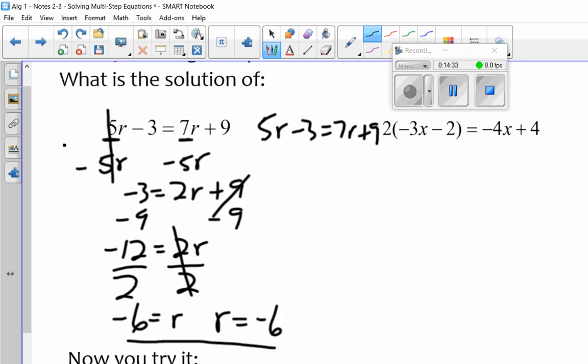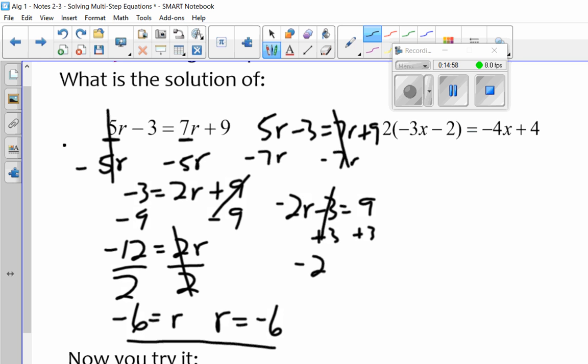So moving the r's to the left-hand side is going to make me subtract 7r from both sides. It's going to go away. 5r minus 7r is -2r. I got the -3, and it equals the 9 on that side. All right. I'm going to add 3 to both sides now to do the inverse of -3. So they go away. I'm left with negative 2r. Don't drop that minus sign. Kids will make that mistake too.